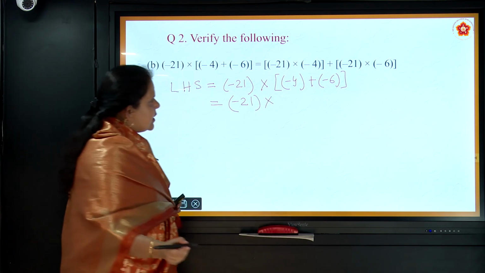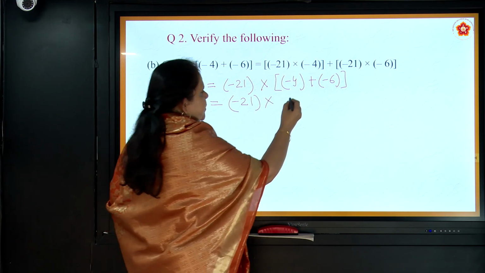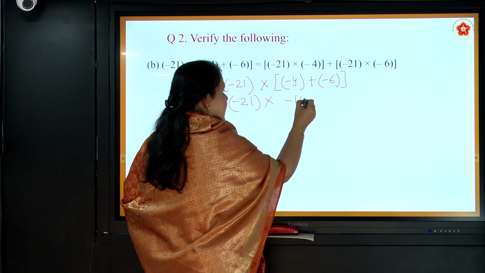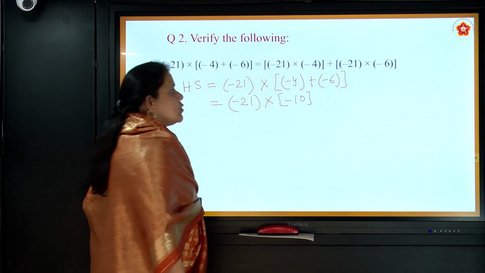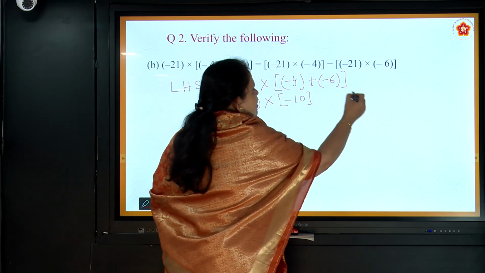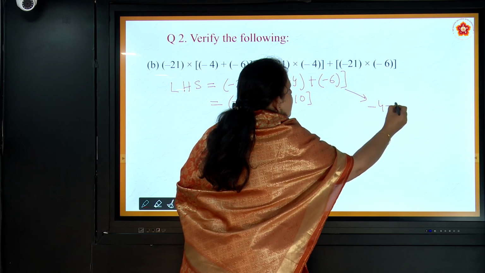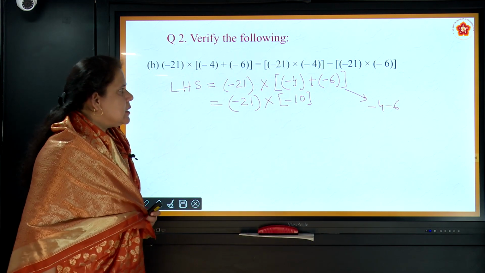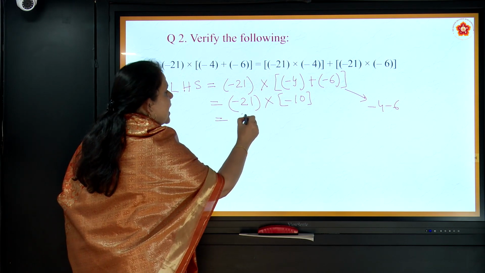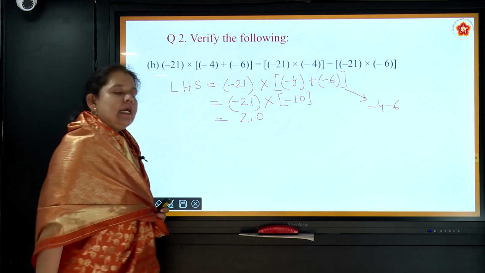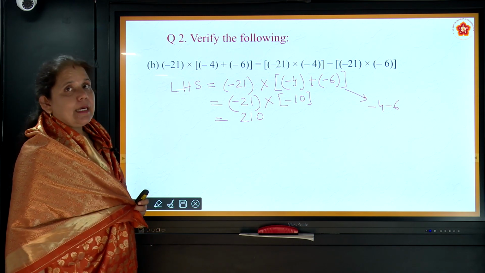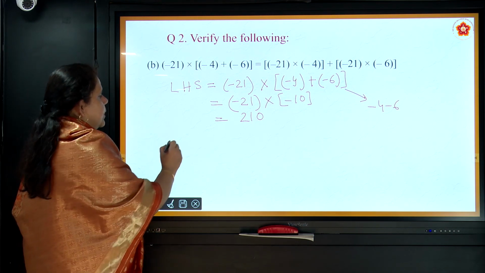It will be really appreciated if you do it along with me. If you see here, we will be getting minus 10 here, minus 4 plus minus 6. I hope it is clear. How have I got it? I have got it like this, minus 4 minus 6. So minus 4 minus 6 is minus 10. Now we have two negative numbers and they are being multiplied. So 21 multiplied by 10 gives us 210, and two negative numbers, when we are multiplying, answer will be positive.